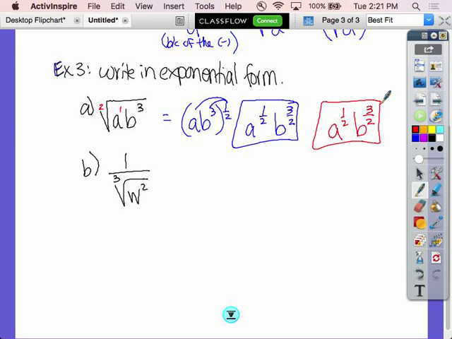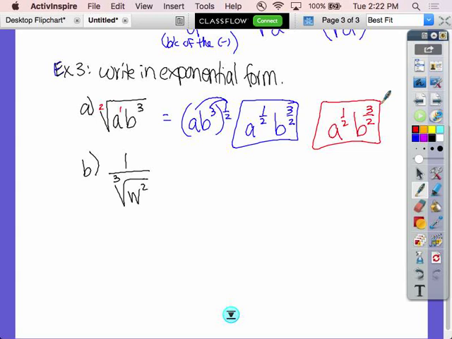Is it always going to be an understood 2? If there's nothing there, it's an understood 2. It's kind of like with exponents. If there's nothing there, there's an understood 1. Well, with radicals, if there's nothing there, there's an understood 2, a square root.